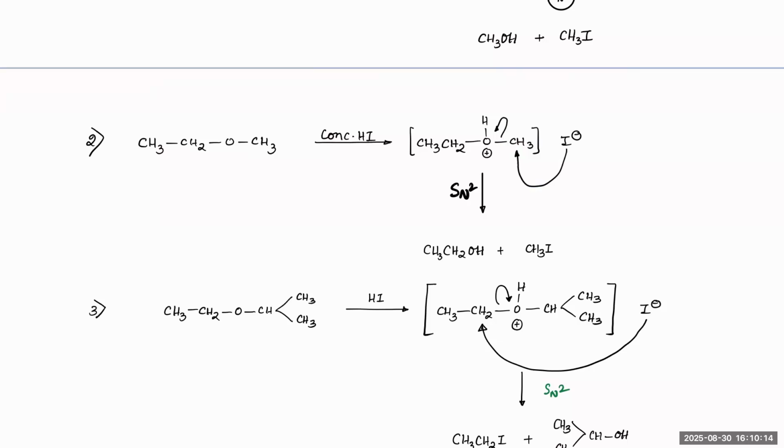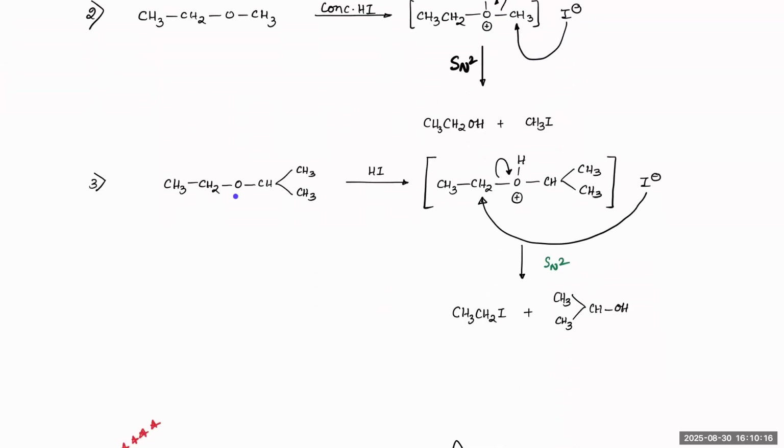Next, if the lone pair takes H plus from HI and thereafter I minus attacks on this position, again it will favor SN2 because left hand side is 1 degree, right side is 2 degree. Correct. So SN2 is favorable and I minus will always attack on the less substituted carbon.